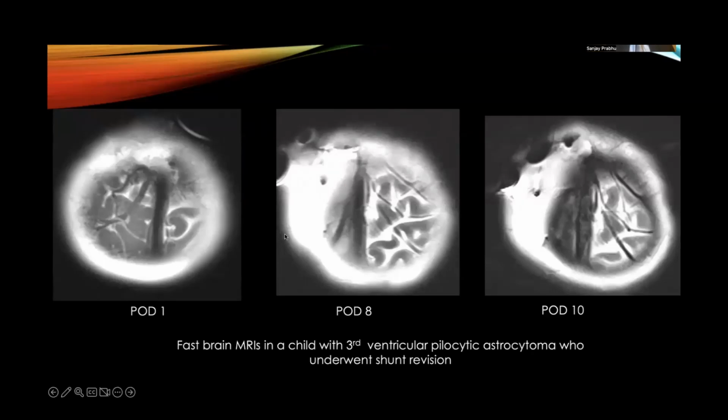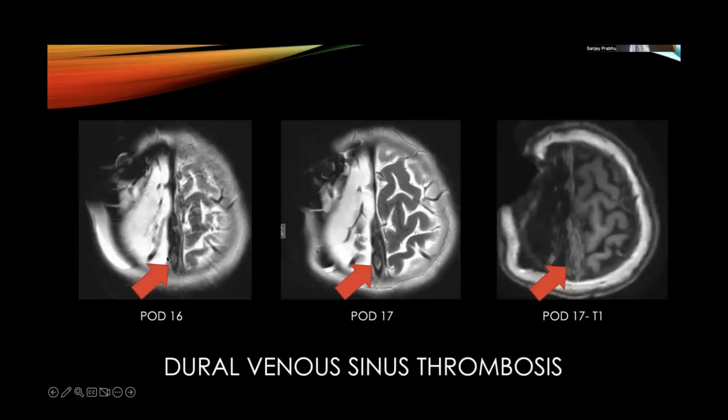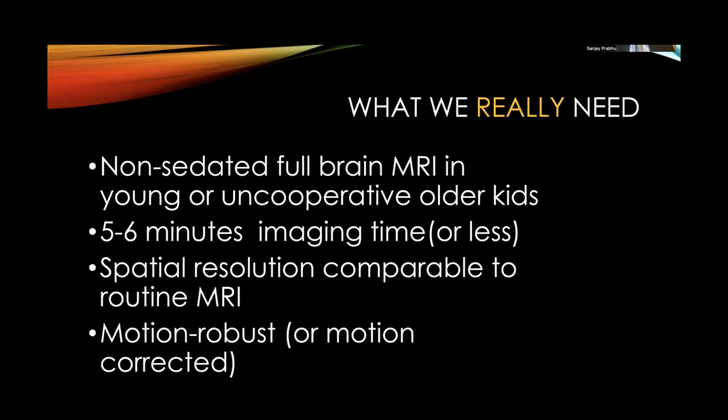Another case is a patient who was post-op after a shunt revision, had a history of a third ventricular parasitic astrocytoma, and on post-op day 1 had a very nice dark-looking venous sinus. On day 8, it's slightly gray. By day 10, you can see that there is a gray signal within the superior sagittal sinus, and by day 16, it's expanding the sinus. And on day 17, by the time we do a full MRI, you can see the T1 hyperintense thrombus filling the vein. So in the initial scans, this was hard to recognize. One was missed. However, the patient did not come to any harm.